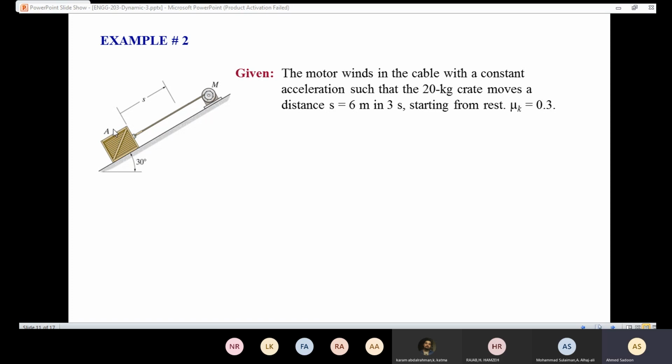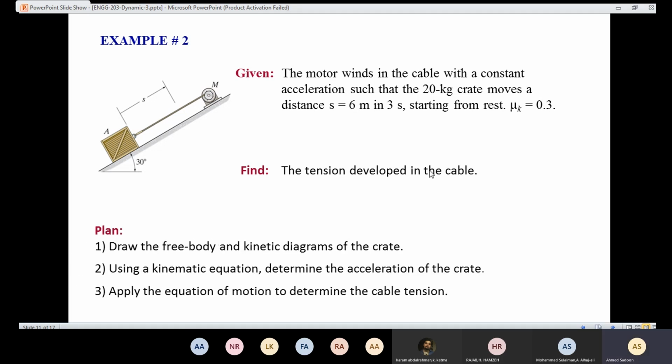And starting from rest, that means the initial velocity is 0. And they give us the coefficient of friction, mu_k equal to 0.3. That means that surface is a rough surface. So we need to know the tension developed in the cable. We need to know the tension developed in the cable. So we need the value of T here in that cable.